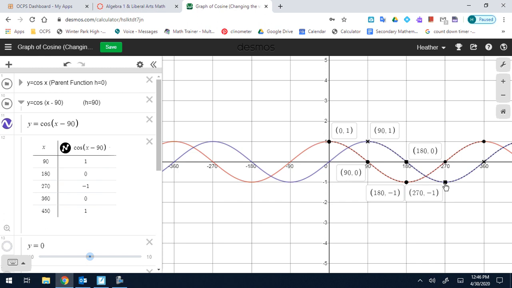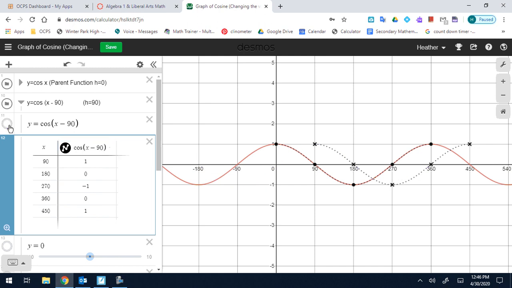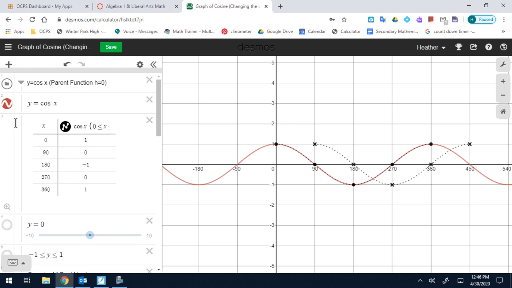180, -1 became 270, -1. And then 270, 0 became 360, 0. And then finally, to finish off the complete cycle, 360, 1 became 450, 1. So I'm just adding 90 to each of the x values. So on this one, when I restricted it to show one complete period, I restricted it 90 to 450. Okay, so just so you can see here, in comparison, I moved that over 90 degrees.